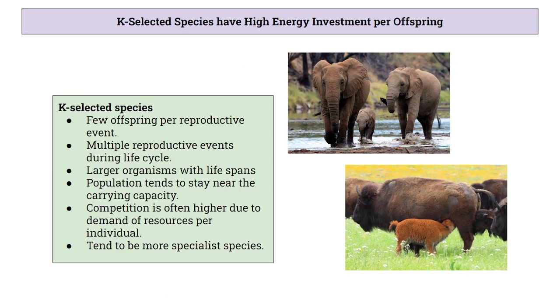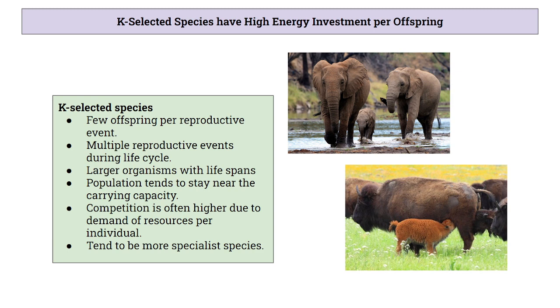So let's talk about some of the characteristics of K-selected species. Usually K-selected species will have very few offspring per reproductive event. So for example, a human on average will only have one child, 2 or 3 maybe if there's twins or whatever. But for the most part, it's just one offspring per reproductive event. Elephants are very similar in that way as well. They typically have one offspring every time they reproduce. Typically, K-selected species will have multiple reproductive events during their life cycle. So for example, a human will reproduce multiple times before their life cycle is done.